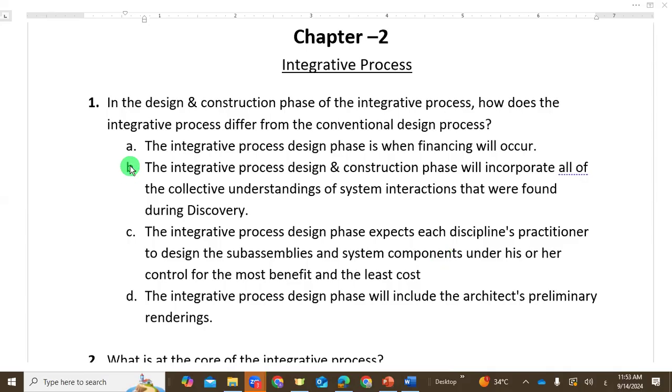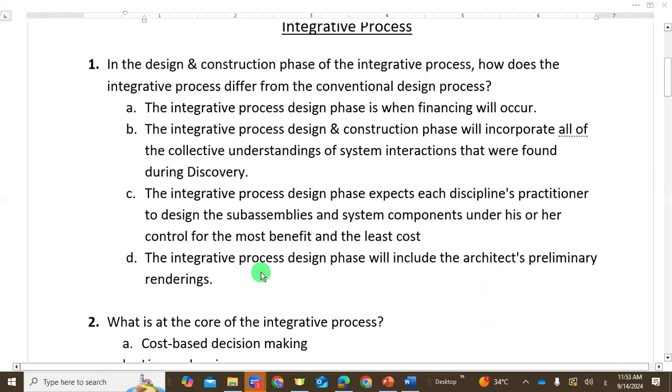So we still have B. When I said this is near the answer: the integrative process design phase will include the architect's preliminary renderings. It's like he's taking you far, playing with you. But what are the renderings? What is the relation? I want to explain clearly what the integrative process is. So I think B was the nearest to the right answer. The integrative process, design and construction. See, even here he mentioned design and construction. The integration happens in design and construction. Here all say design, design, design. This is one thing.